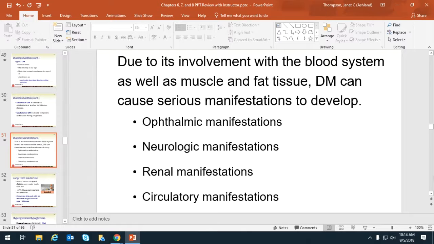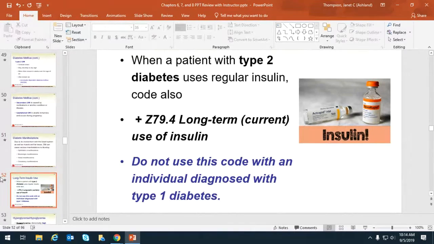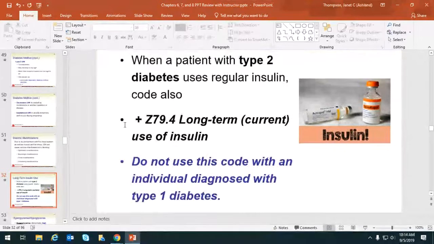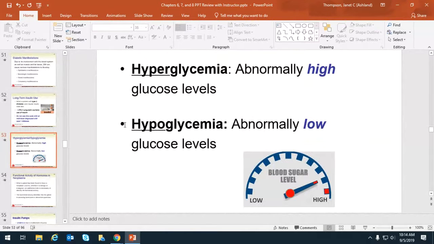So it's a lot more serious than we realize. It's not something to be taken lightly. Long-term use of insulin can be added to a medical record. It's done with code Z79.4. So that definitely affects medical decision-making for a patient if they are a long-term user of insulin. That has to be taken into account for any treatment or prescriptions that are prescribed or given for a patient.